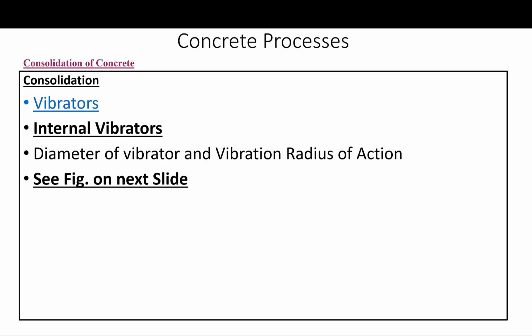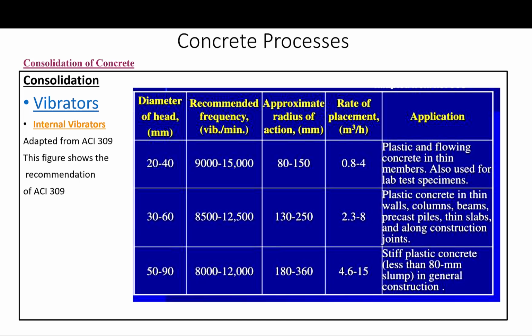Okay, so what really affects the selection of the vibration process? So, for example, for internal vibrators, we need to know the diameter of the vibrator and the vibration radius of action. And this information, again, from experience, from the vibrator supplier can tell you how they should be placed. This is, for example, from ACI 309. This shows the recommendation of the diameter of the vibrator, the radius of action, the frequency of the vibrator, and the rate of placement. So this is a good table here in case you need some more information.